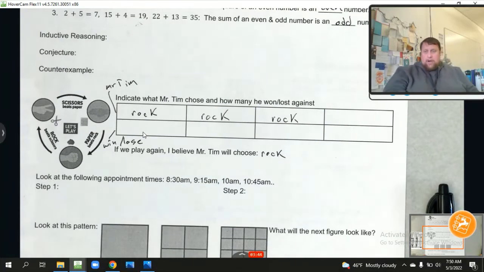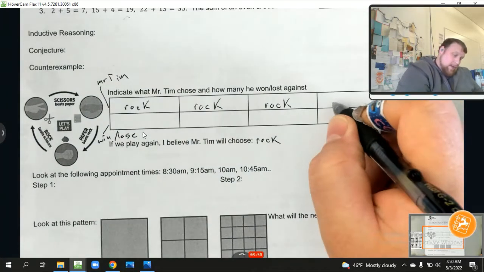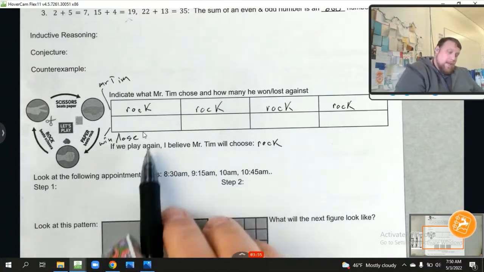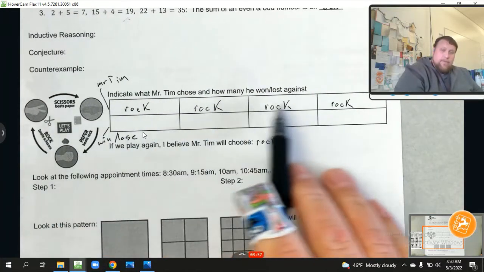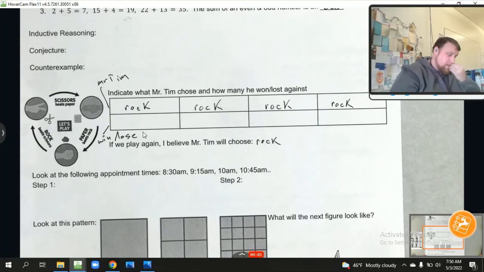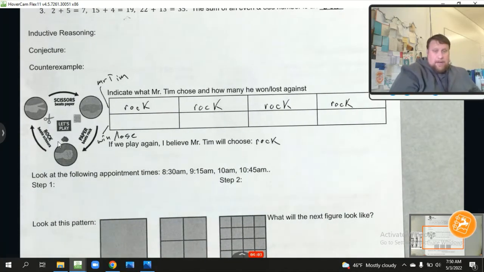So let's play again. Are you ready for this? Rock, paper, scissors, shoot! I did rock again. You were right. Did I win or lose? Again, indicate that. We made a conjecture based upon the information we saw, and it turned out to be true. Could have been changed, but it wasn't. All right. So let's talk about this.